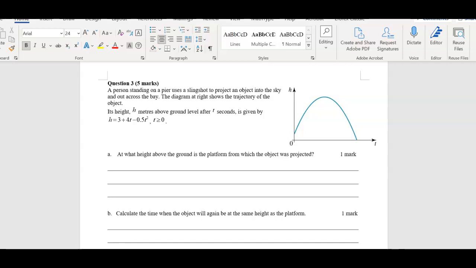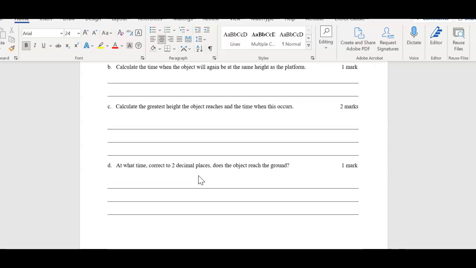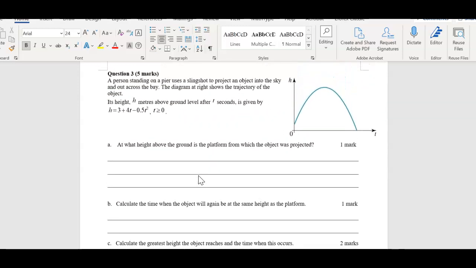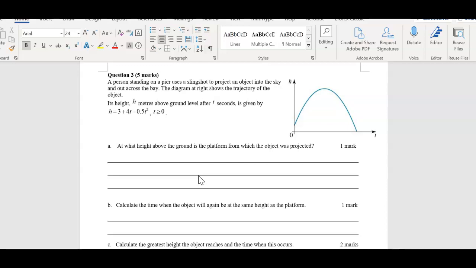Alright, so let's get started. We're going to focus on mostly using the calculator. You'll notice most of these questions are worth 1 mark, except for question C. So you do need to show a little bit more working if it's worth more than 1 mark.